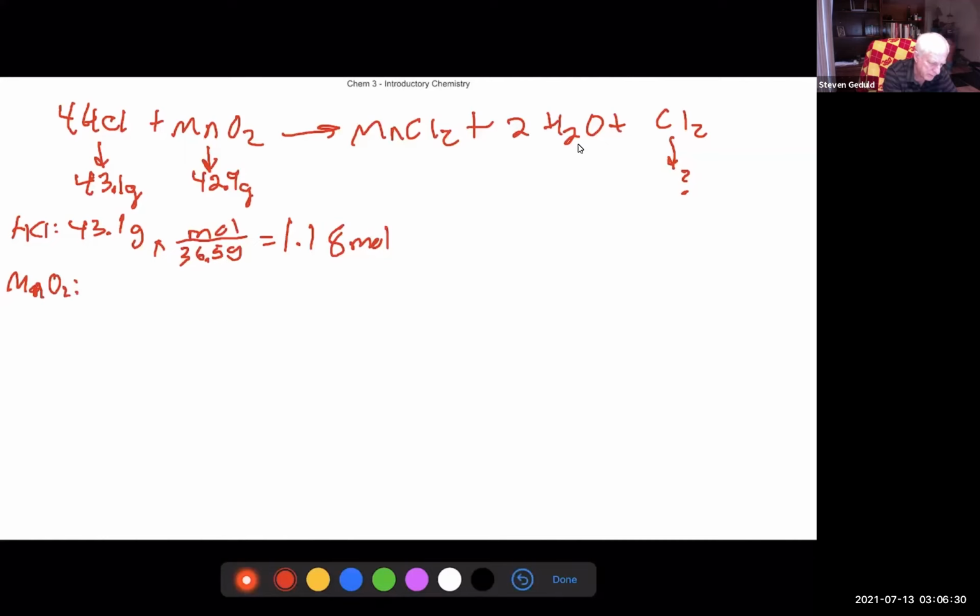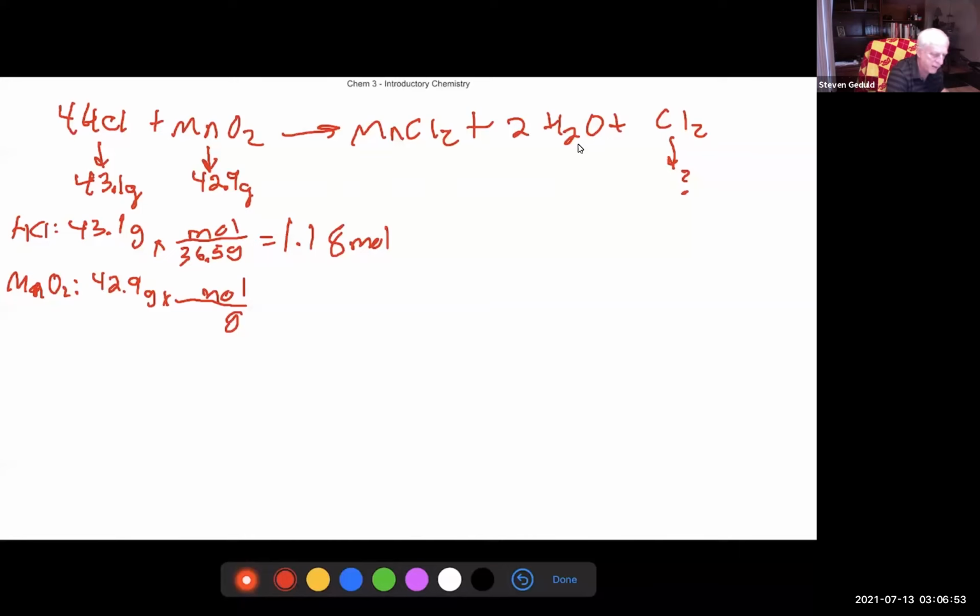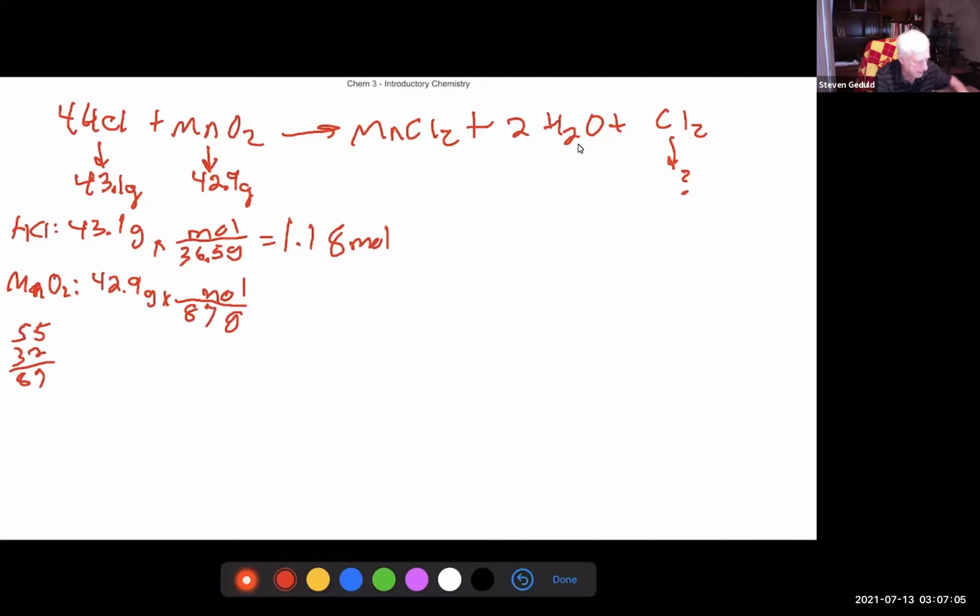Okay, and I have 42.9 grams. How many grams per mole? Okay, manganese is 55. So we got 55, and oxygen is 32, 16 twice. So 87 grams per mole. That's what manganese 4 oxide is.